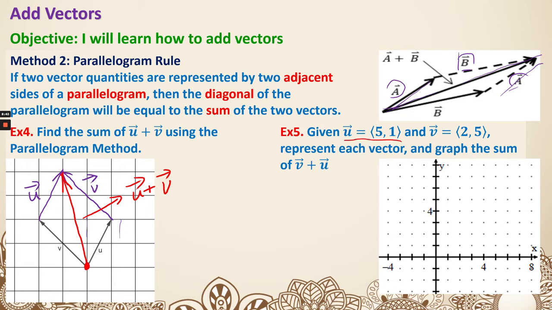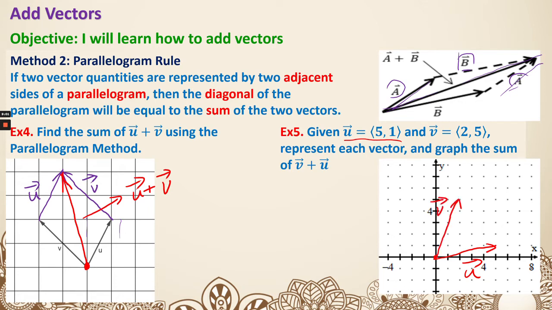Next, example 5. 5.1, that's a component form. Remember, component form always starts from the origin, so start from 0, 0. 5.1 is right here, so that is my u. And 2.5 is right here, so that is my v.